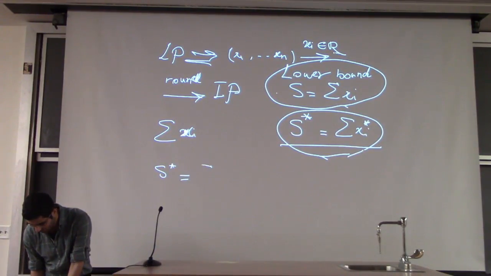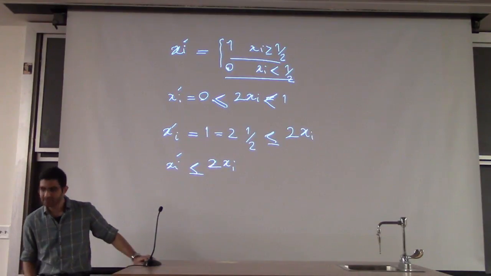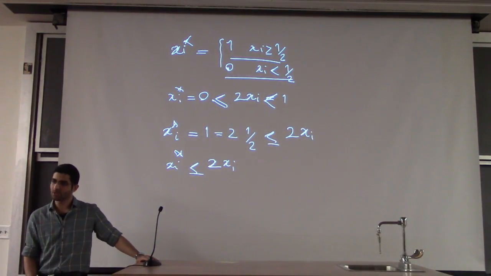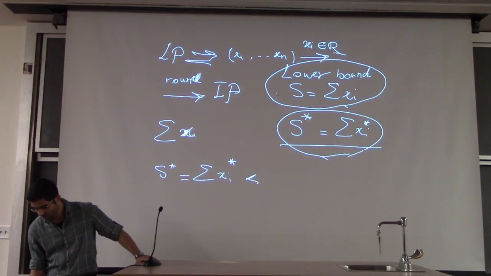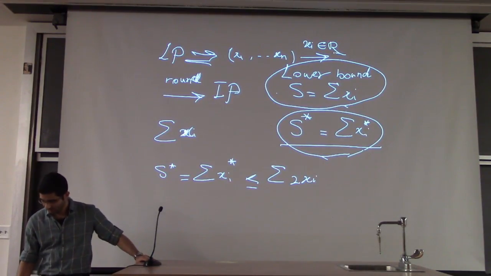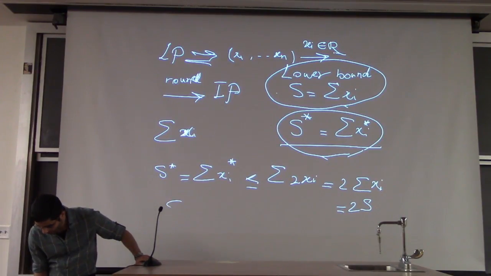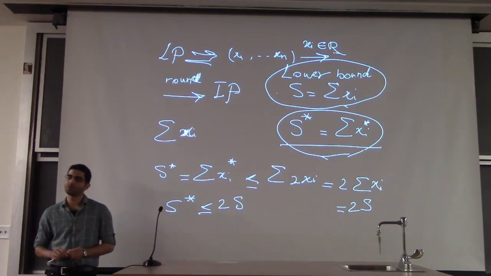S star is sigma xi star. We have already seen here xi star is less than or equal to 2 times xi. And here, each one of them is less than or equal to 2 times xi, so the summation would be less than or equal to 2 times the sum of xi, which is 2s. So S star is always less than or equal to 2 times s. That gives us 2 approximation.